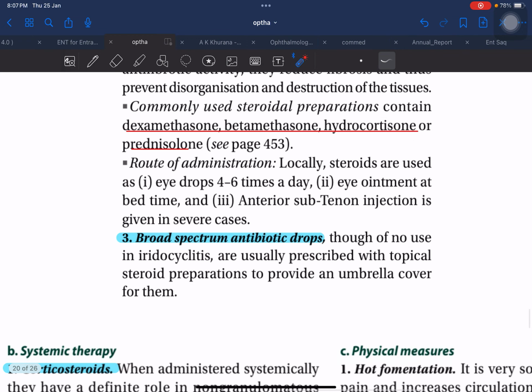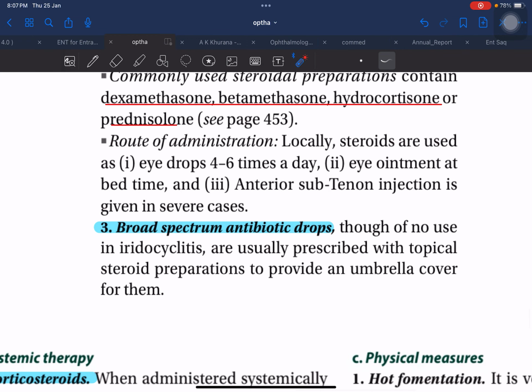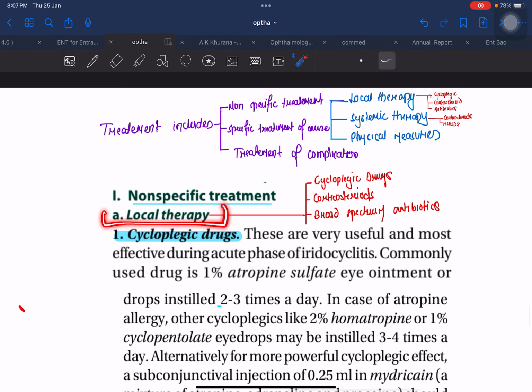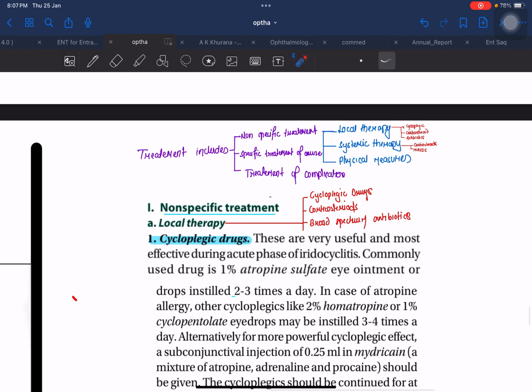Another thing we can do is give broad spectrum antibiotics also. Now these are the local therapy. We already said cycloplegic drug, and we talked about its mechanism of action. We talked about corticosteroids, their mechanism of action. We talked about broad spectrum antibiotics also. Now going into specific treatment of cause.